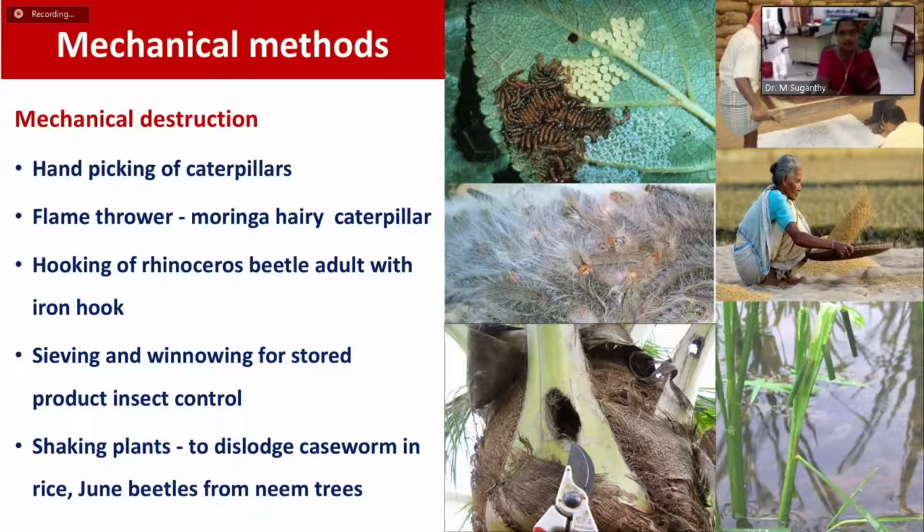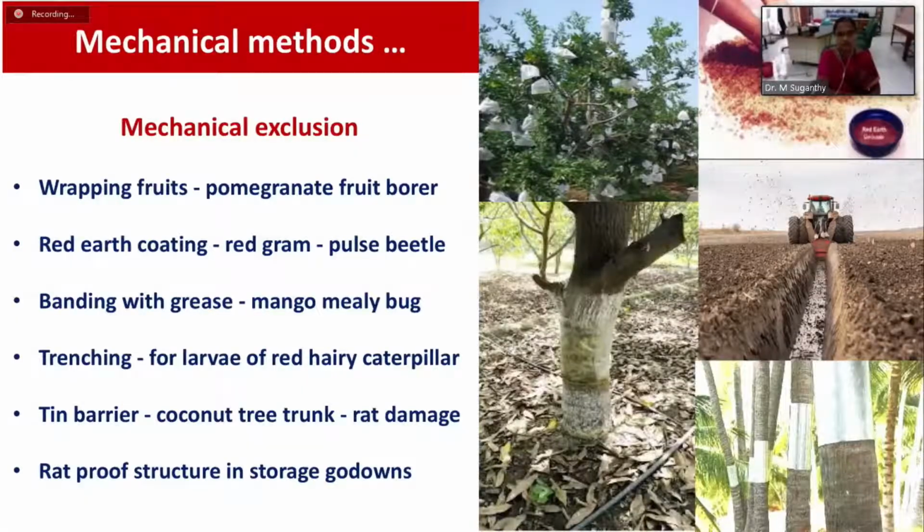Or some of the mechanical destructive methods. And the other method under mechanical method is mechanical exclusion. The first example is wrapping of fruits, or bagging we call. It is mainly followed for the management of pomegranate fruit borer and red earth coating. Red earth coating also works like activated clay. It abrades the cuticle of insects, and it is a very effective ITK in the management of pulse beetle.